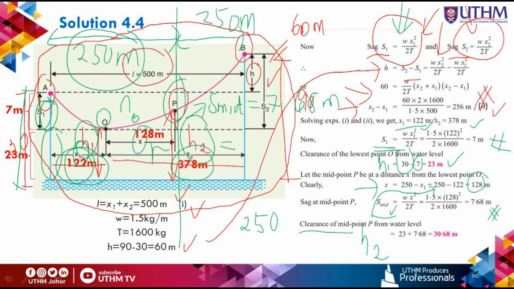So H2, you have to calculate H1 plus S mid in order to get H2. H1 is 23, and S mid is 7.68, then you get 30.68 meters for the H2, which is the clearance of midpoint P from water level.